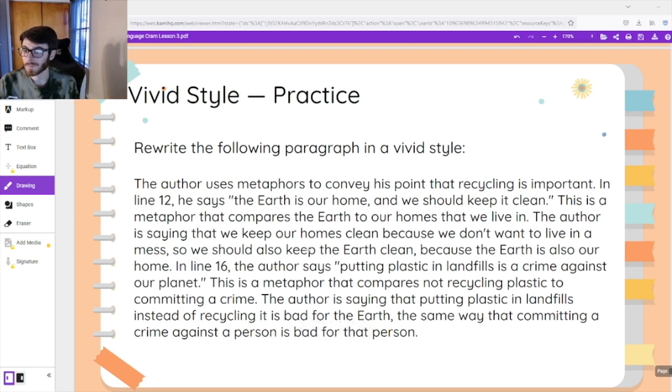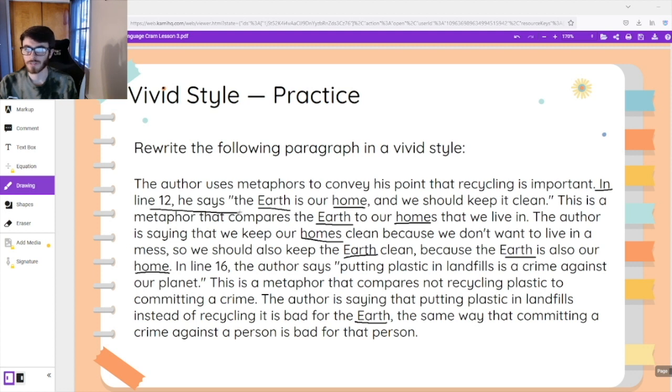All right. First, before I show you what I changed this to, what is boring about this? What needs to be changed? Well, this original passage uses earth a whole lot. The earth is our home. It compares the earth to our homes. Keep the earth clean because the earth. Five times. It also uses home a lot. The earth is our home. To our homes that we live in. We keep our homes clean. The earth is also our home. Whole lot of home.